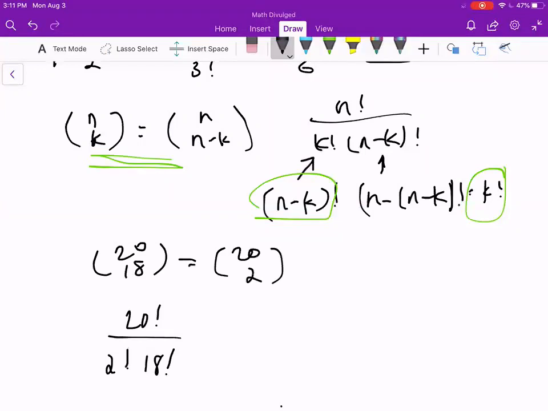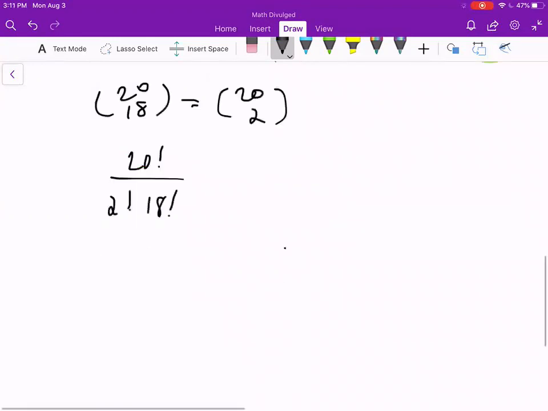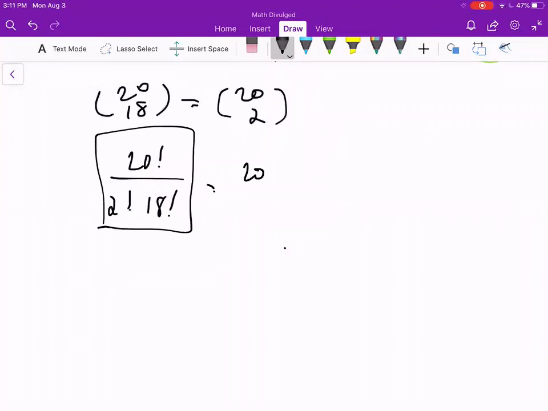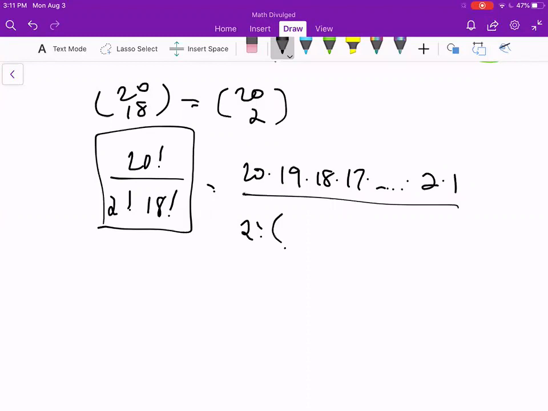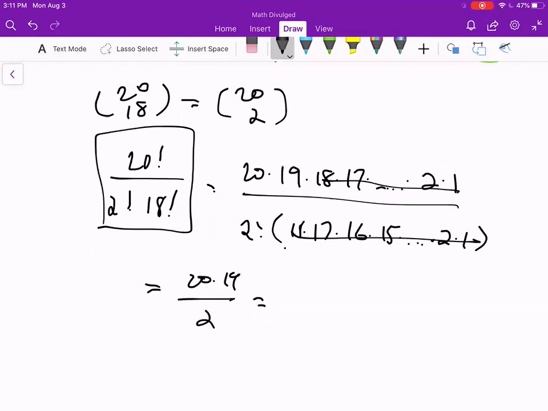And what I was talking about canceling out is that if we write it out, this is basically 20 times 19 times 18 times 17 times dot dot dot times 2 times 1. And then we divide it by 2 factorial, and then we also have 18 factorial: 18 times 17 times 16 times 15 times dot dot dot times 2 times 1. And basically, all of these terms will cancel out. And all we're left with is 20 times 19 divided by 2. And this is 190.